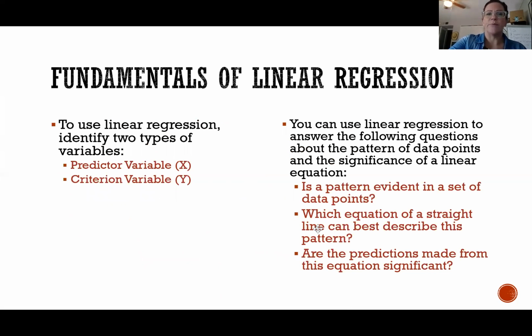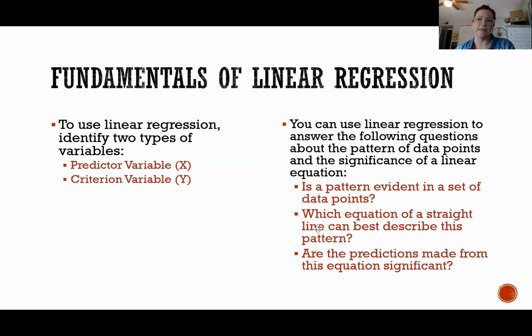So there are some basic things with linear regression. We have to have two variables: a predictor variable and a criterion variable. The predictor variable is X, the criterion variable is Y. You can't swap those around. Just because Y moves up as X moves up doesn't mean that if you decrease Y, X will go down. It's only that one predicts the other.